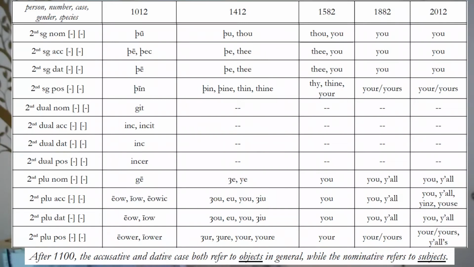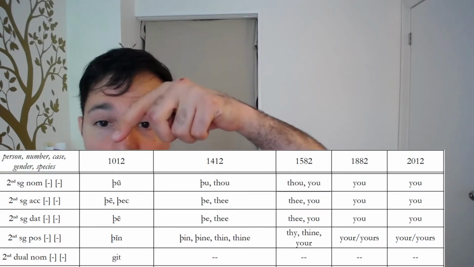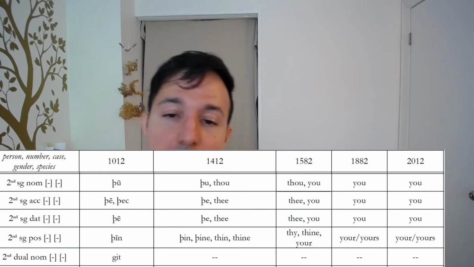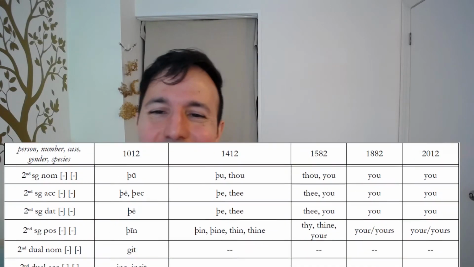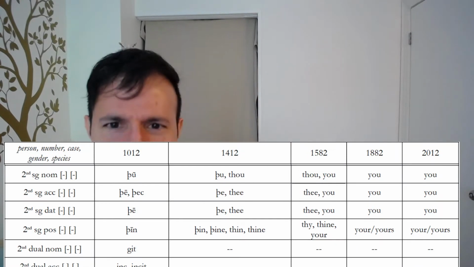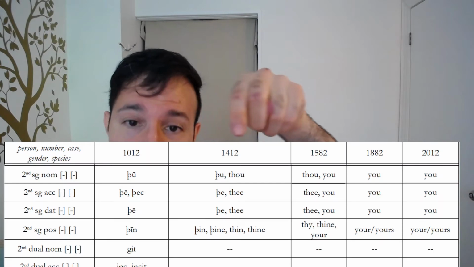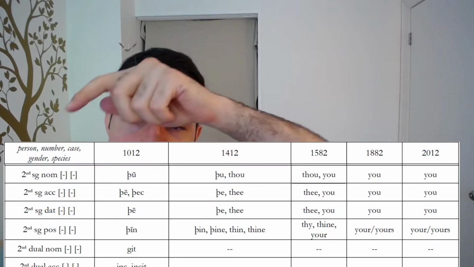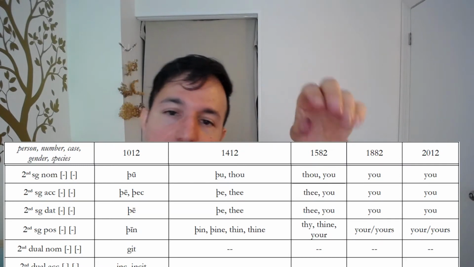Now, some people are intimidated at first by the Old English form of the second person singular nominative, but it's really just that thorn, which is consistently used in Old English. Thu, which is thou, right? So we know that thorn means th, thu, second person singular nominative, thou. Thou and you become interchangeable.